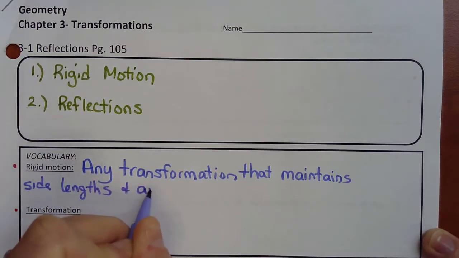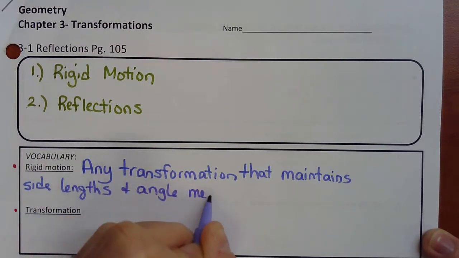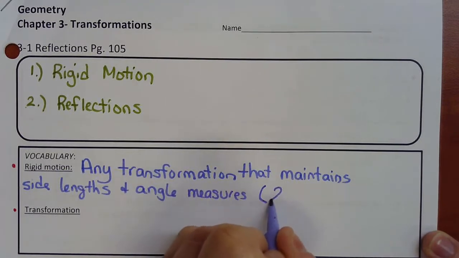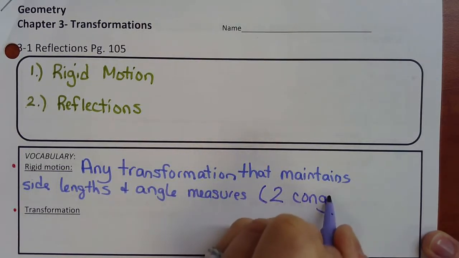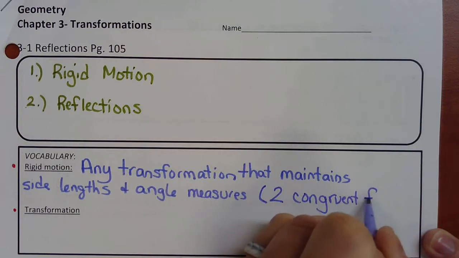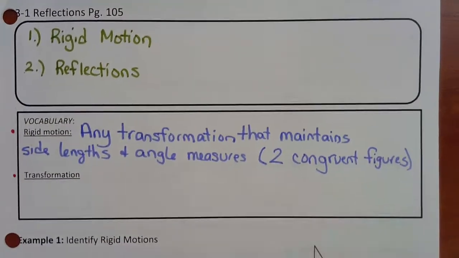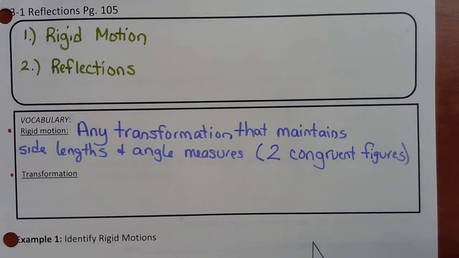and angle measures. So basically what that means in Condell terms is that you have two congruent figures. Now these figures or these two shapes may be flip-flopped around or whatever, but the side lengths would remain the same and the angle measures in the corners would remain the same as well. So basically you have a rigid motion from one figure to the next if they look exactly the same, but again, maybe they're flipped around.